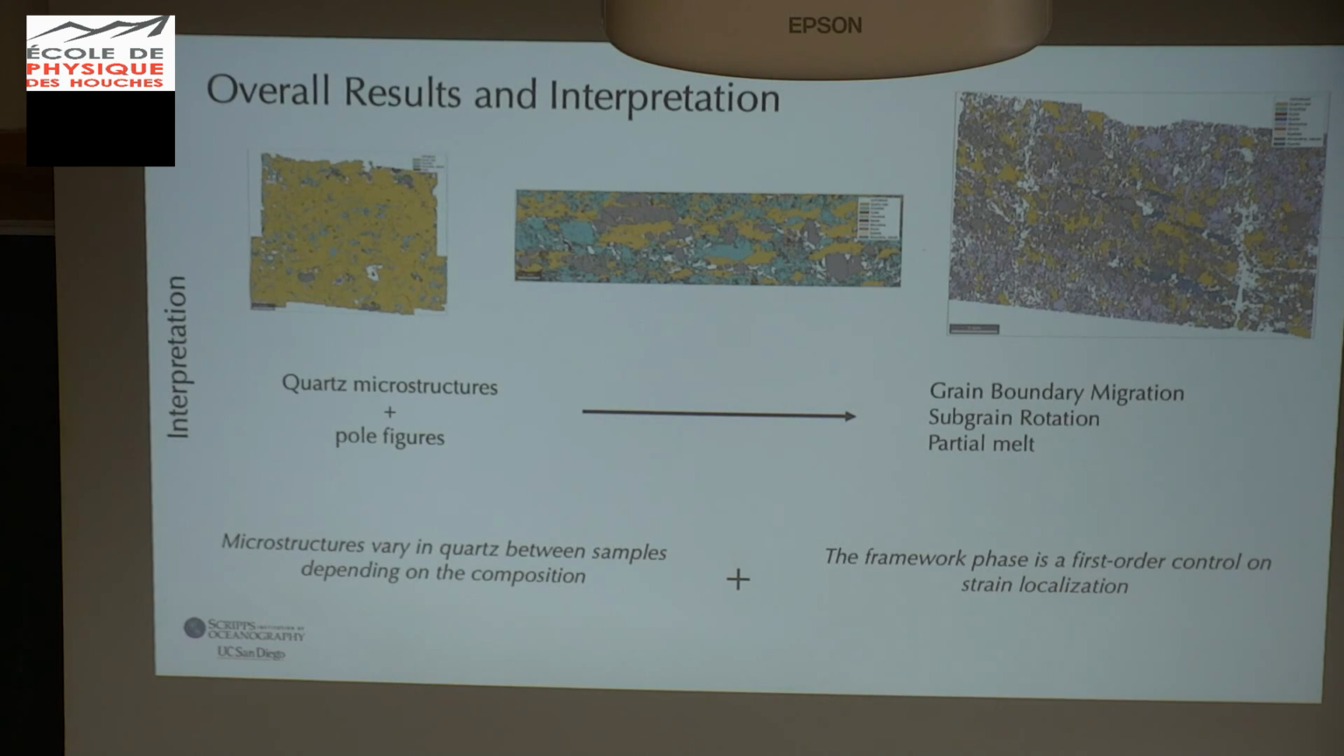When we look at our microstructures, at least just in the quartz phase, and the other phases also show a really interesting story, we see a couple of different things. We see evidence potentially for grain boundary migration, subgrain rotation, partial melting, and non-steady state deformation. This is important because seeing these different microstructures vary between samples shows that you can't clearly use just one constitutive equation in the crust of the Earth.